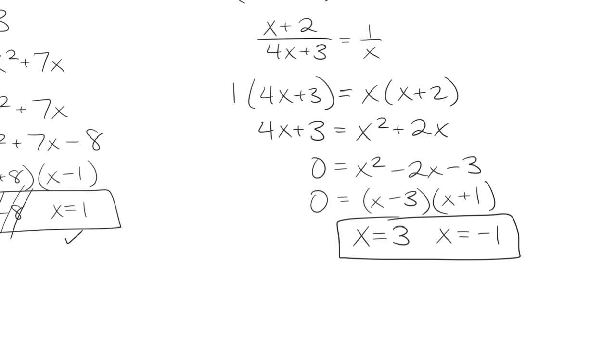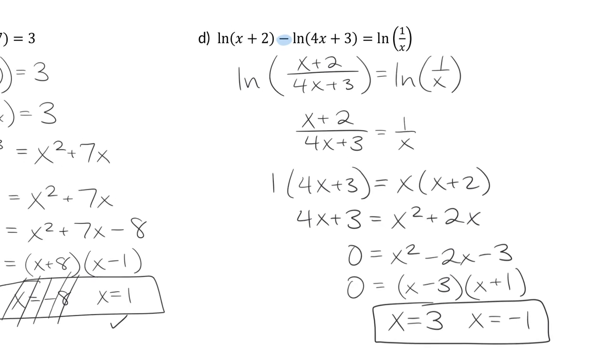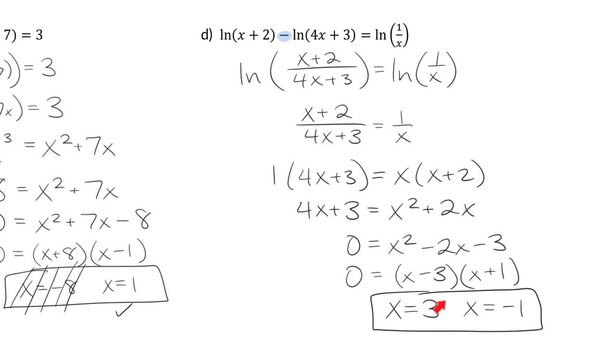If we plug 3 into the original arguments, what is 3 plus 2? 5 is good because it's positive. What is 4 times 3 plus 3? 4 times 3 is 12 plus 3, 15. Positive though. We're good. 1 over 3, is that positive? We're good. So 3 is good to go.